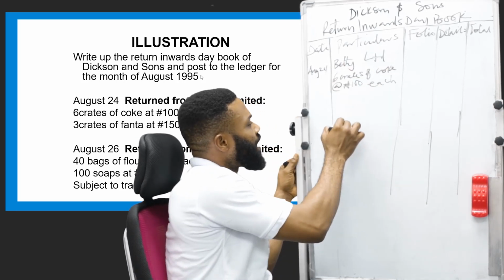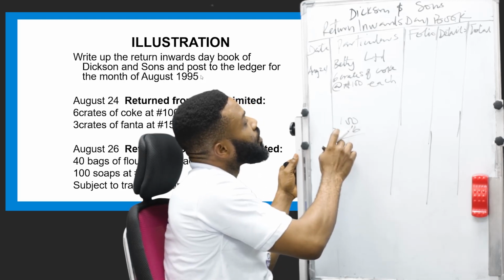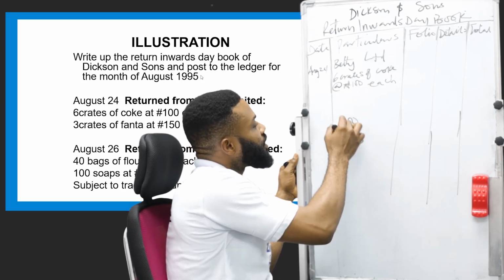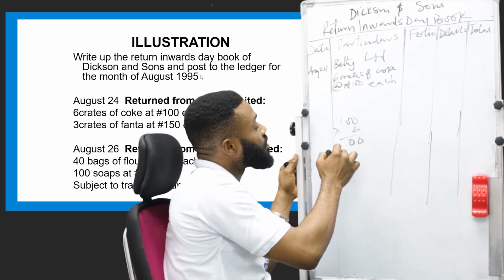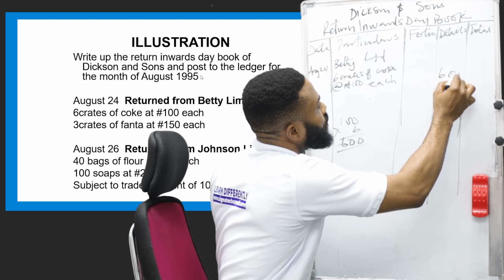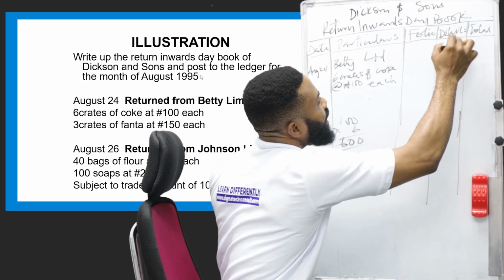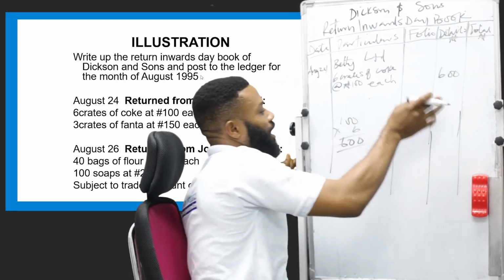Let's calculate. That's 100 times 6. 6 times 0 is 0. 6 times 0 is 0. 6 times 1 is what? 6. That's 600. Please, we will not forget to put our naira sign. That's 600.